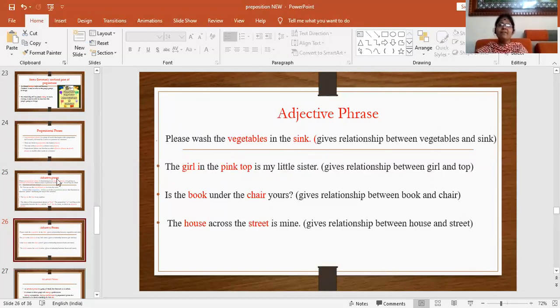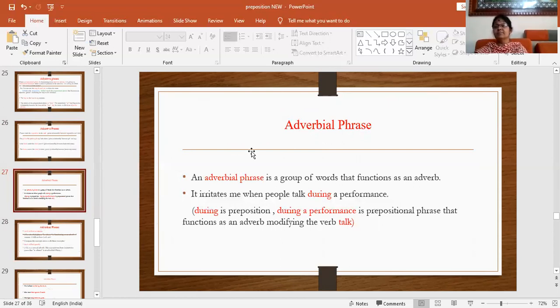Similarly, we have adverbial phrases. Now, what is an adverbial phrase? An adverbial phrase is a group of words that functions as an adverb. An adverb is what? It tells us something more about the verb.